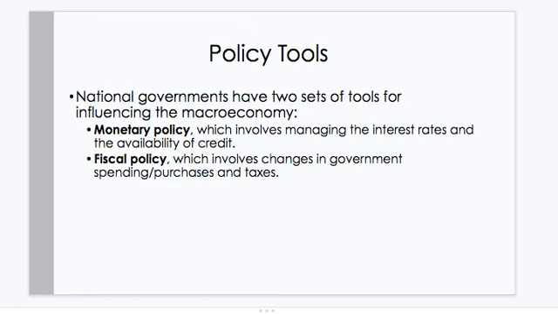Policy tools. National governments have two sets of tools for influencing the macroeconomy: monetary policy, which involves managing the interest rates and the availability of credit; and fiscal policy, which involves changes in government spending, purchases, and taxes.